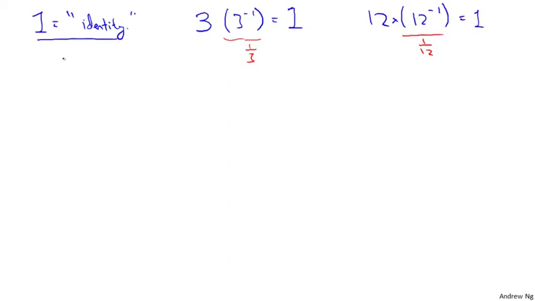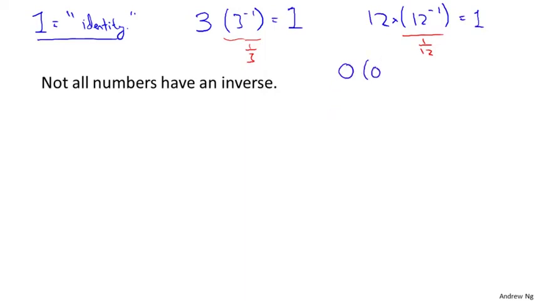Now, it turns out that in the space of real numbers, not everything has an inverse. For example, the number 0 does not have an inverse, because 0 inverse, so 1 over 0, is undefined. 1 over 0 is not well defined. What we want to do in the rest of the slide is figure out what it means to compute the inverse of a matrix.